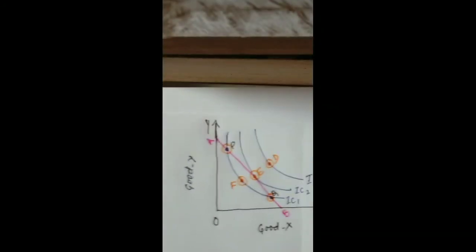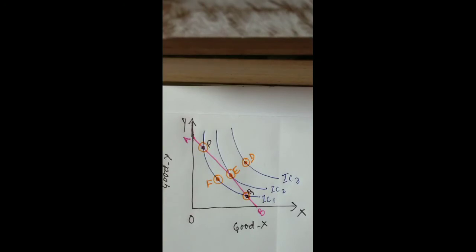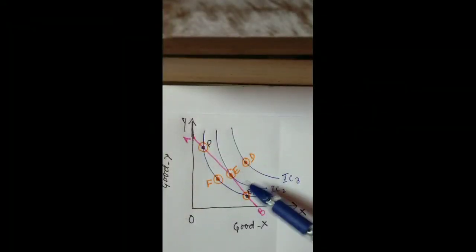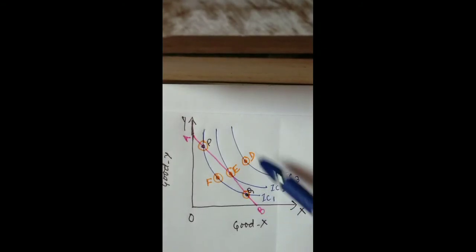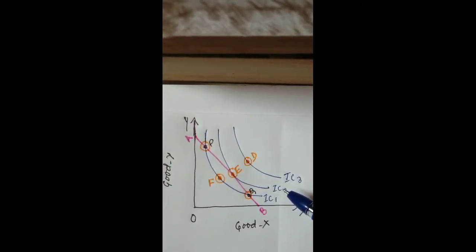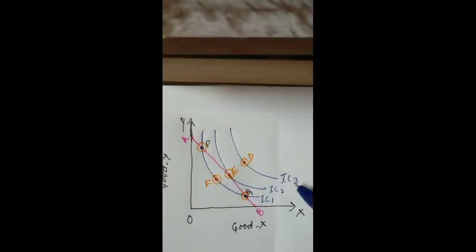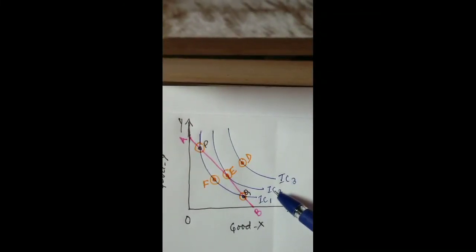Now this is another diagram in which I have shown the combination of budget line as well as three indifference curves. The three indifference curves are IC3, IC2, IC1. IC3 is the highest indifference curve and IC1 is the lowest indifference curve.